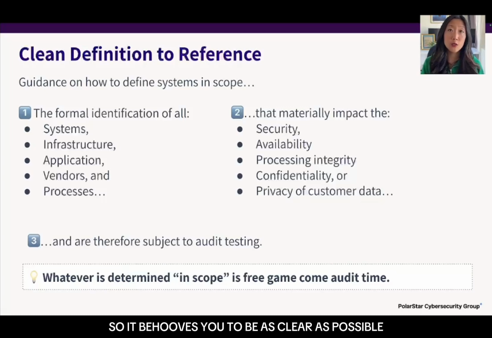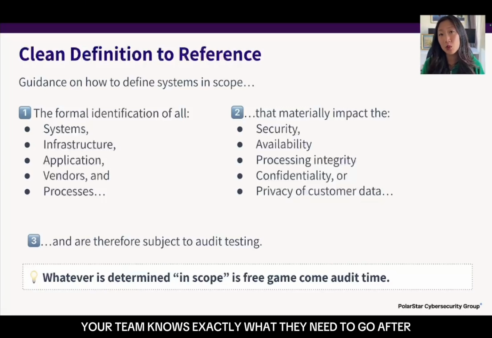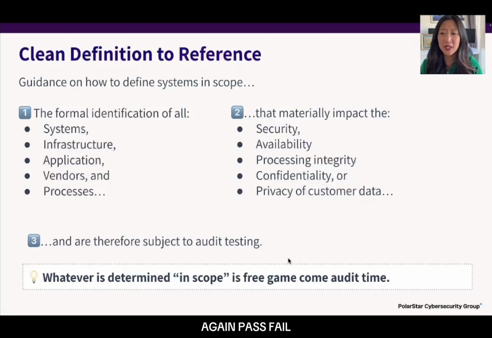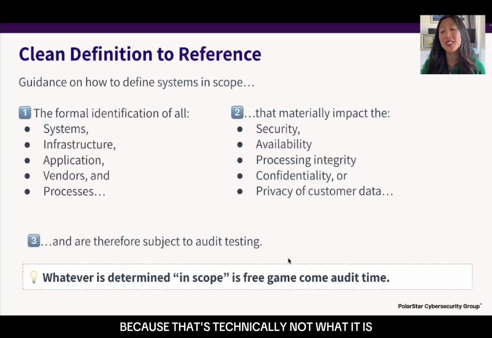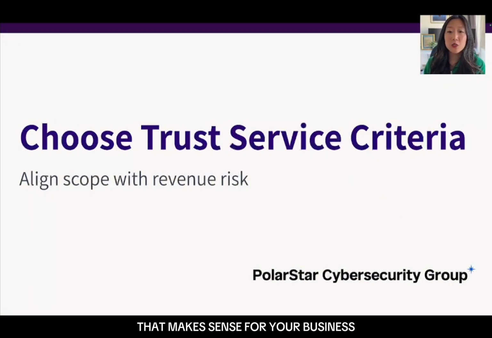So it behooves you to be as clear as possible so that your organization, your team knows exactly what they need to go after to have an unqualified opinion around the audit. Again, pass, fail, right? I hate using that word because that's technically not what it is, but you get what I mean. So now, how do we choose the trust service criteria that makes sense for your business?